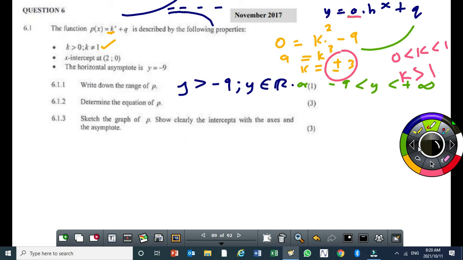Now I want you to be aware that though I calculated K, the reason why I calculated K was for me to be able to determine whether the graph is increasing or decreasing by knowing the actual value of K. So I'm done with that. For 6.1.2, I now need to know the equation. To find the equation, I'm just going to redo what I did there to find K. So I'll substitute the x and y values at the intercept.